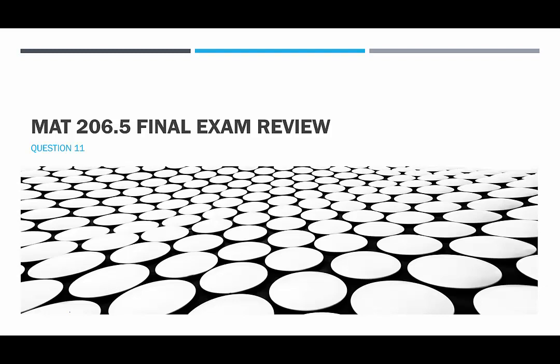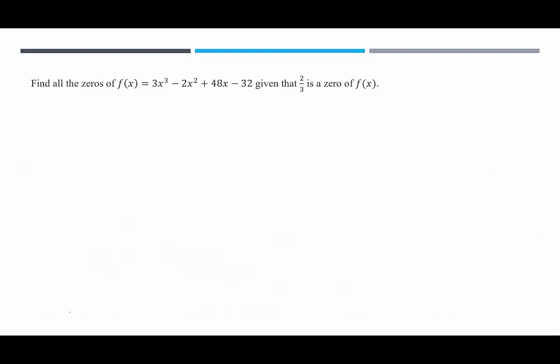In this video, we are going to look at question 11 of the Math 206.5 Final Exam Review. It asks us to find all the zeros, so complex, real, whatever we're given, of this function f. Oh, but this time, yay, unlike question 10, we are told what one of the zeros is.